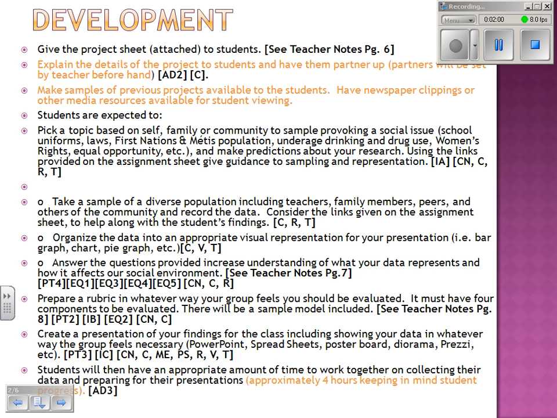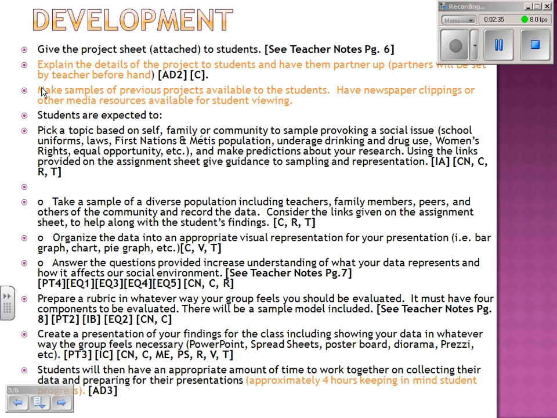For the development of our project, we kept basically the basis of it but changed a few things. We said that we would explain the details of the project to the students and have them partner up. That was initially, and we changed it so that we would partner them up ourselves, because we know what the students are like, so we could put a mathematical and English person together, just so that you have a variety of knowledge base in the partner set.